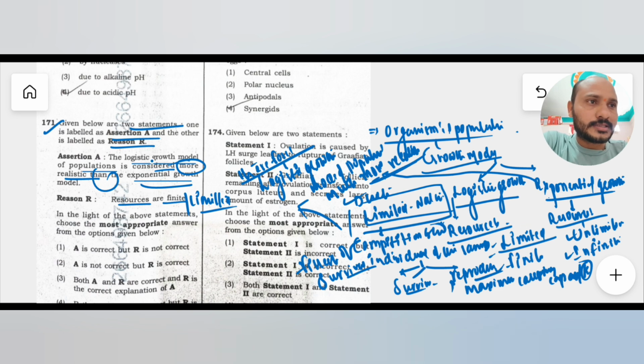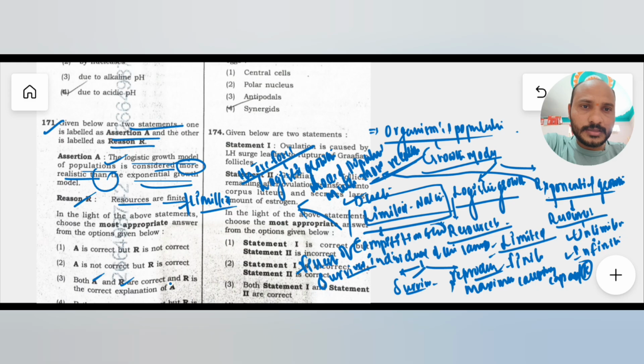Because in the logistic growth model we have limited resources, so there is competition between individuals, in which the strongest and fittest animals only can survive, and the others will become extinct. And in nature, in the real world, the resources are only limited. Remember. So this statement is right. And coming to the reason, resources are finite. Due to resources being finite, the logistic growth model of population is more realistic than the exponential growth.